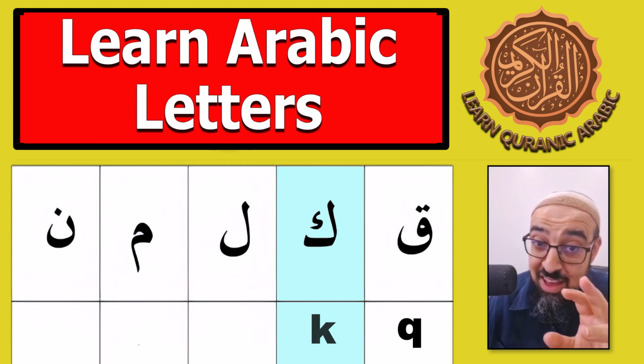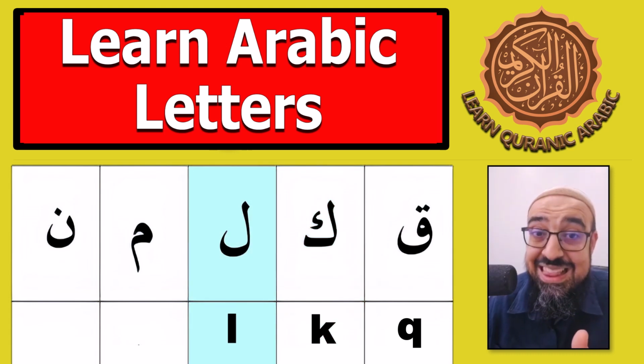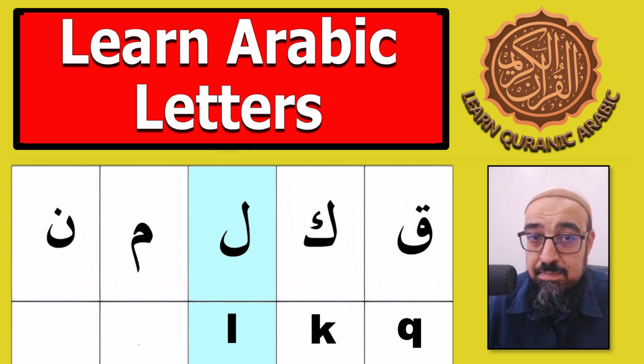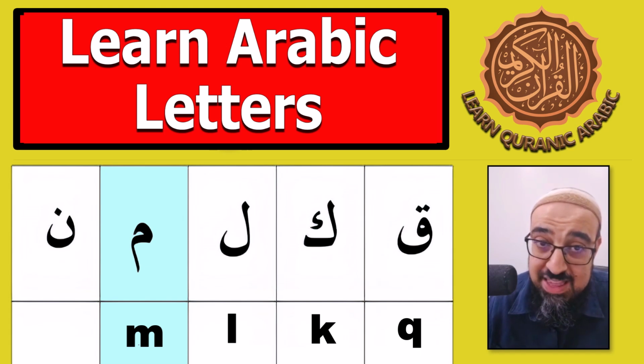Now we get to the easy one, kaf, which is just the K sound. Let's take, for example, the country, Kuwait. K, that's K, Kuwait. Then comes the lam, that's the L sound. Like, for example, layl, which is night in Arabic, layl. Then comes the Meem, which is the M sound. Okay. So like the word malik, which means king.